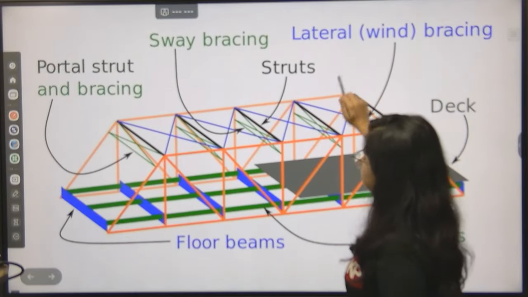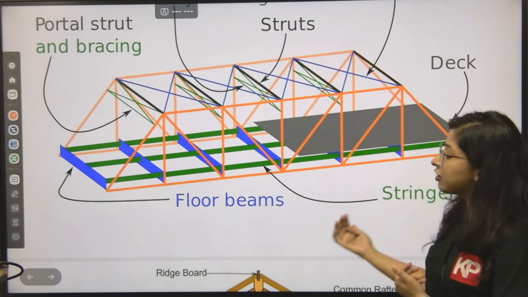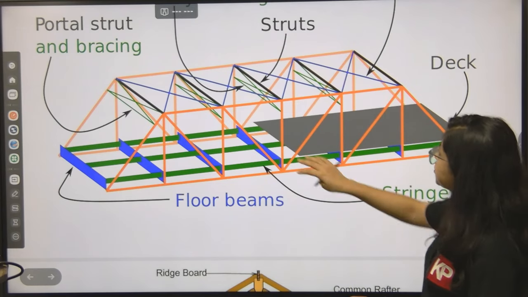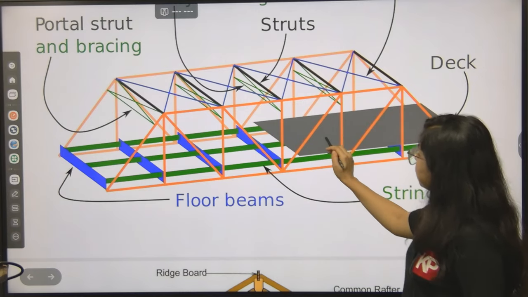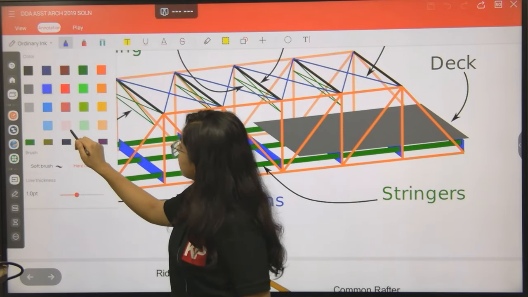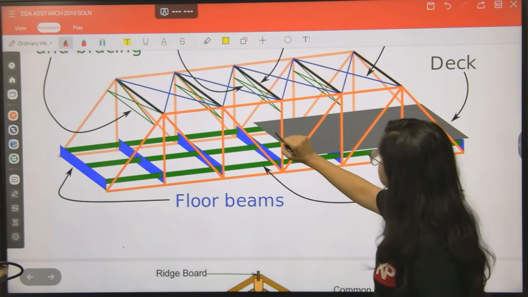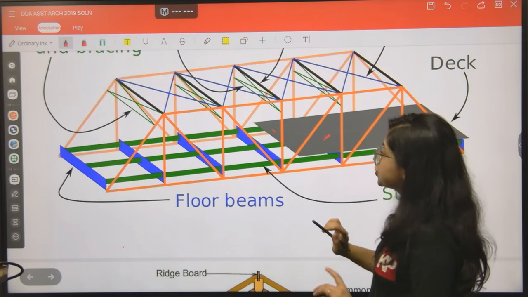Okay. This is a bridge truss. Even when you are driving on bridges, you have certain bridges which are made up of a truss system. This is the truss system, right? This part here, this flooring part, is known as the deck of the bridge.